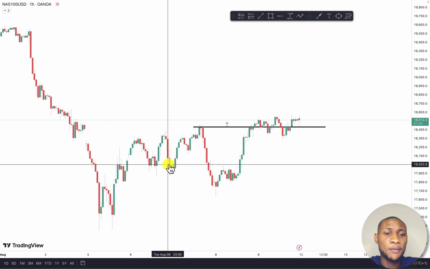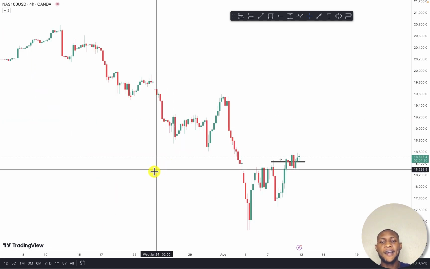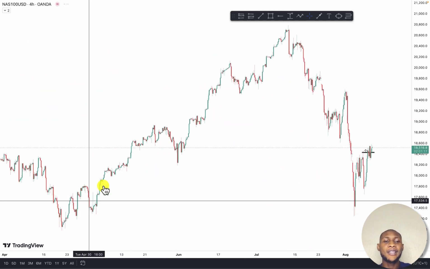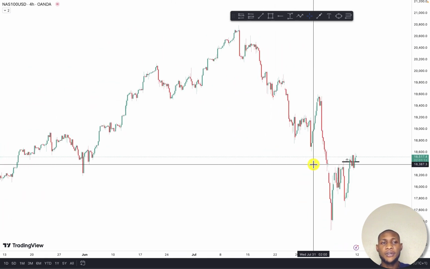I hope you understand what I mean, but basically that's the reason why I'm in this trade. If you go, let me just use the 4 hour time frame or whatever higher time frame, overall we see that we are in an uptrend, right? So this can be considered a correction, correct?